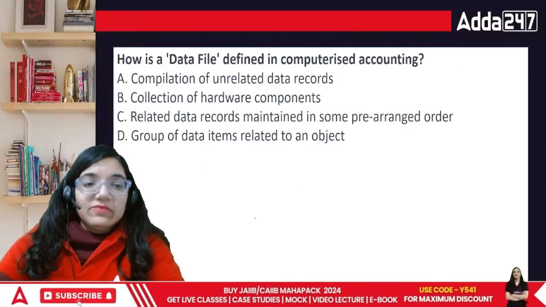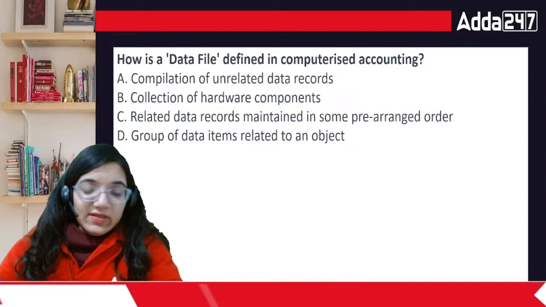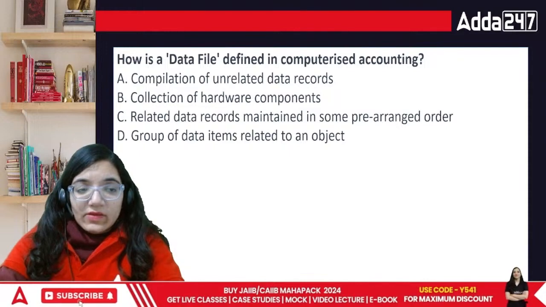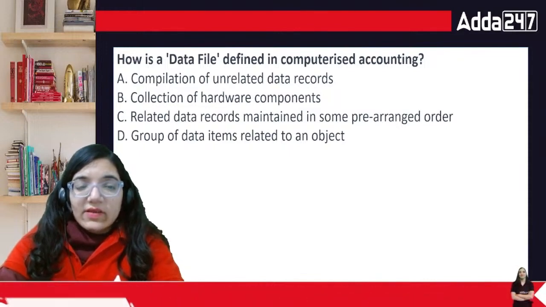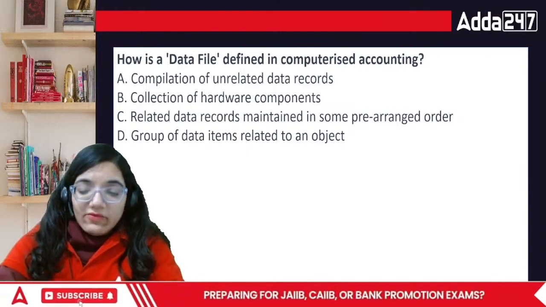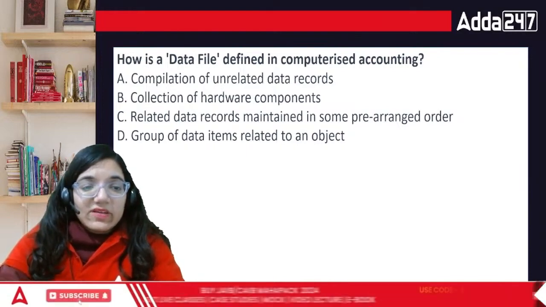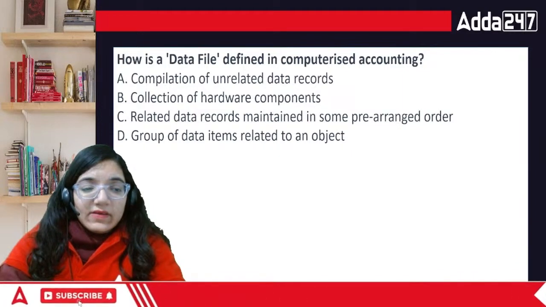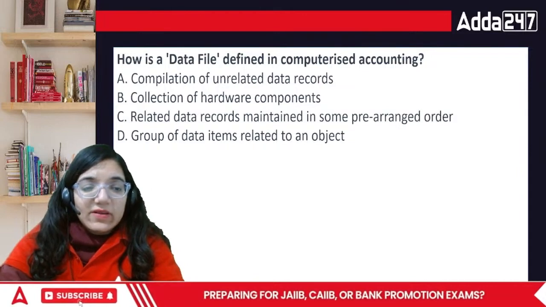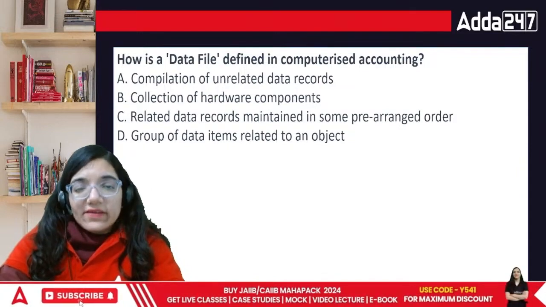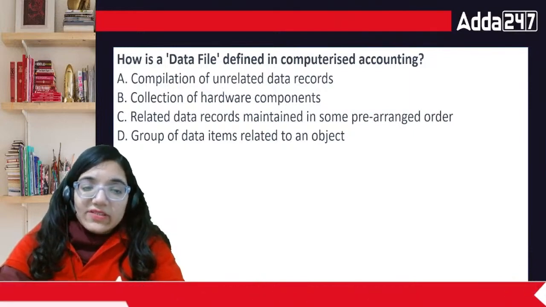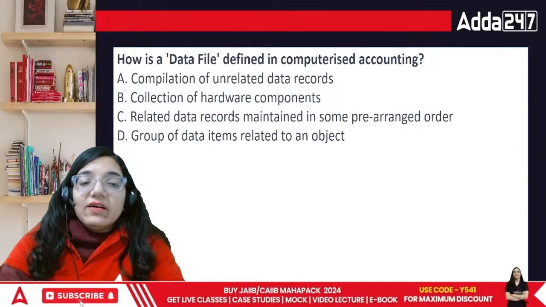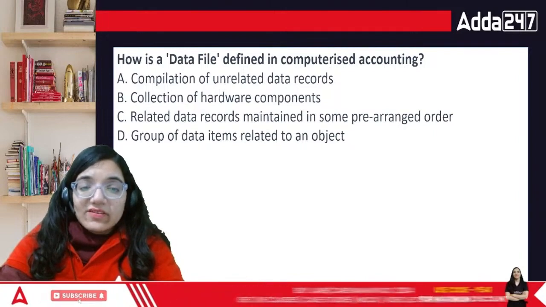Okay. Then comes the next question. How is a data file defined in computerized accounting? How do we define it? How is a data file defined, everyone? Compilation of unrelated data records, then collection of hardware components, then related data records maintained in some pre-arranged order, or group of data items related to an object. What would be the answer according to you?